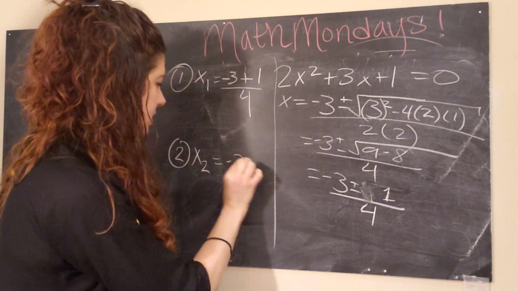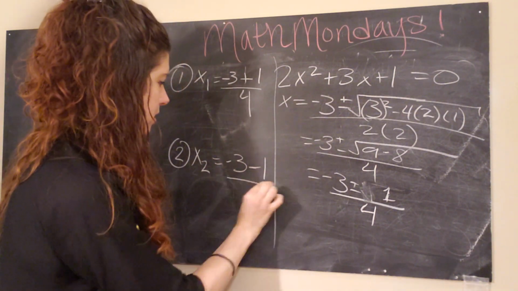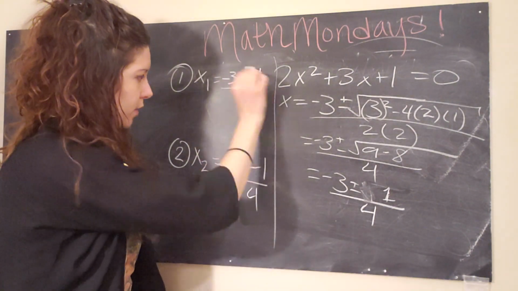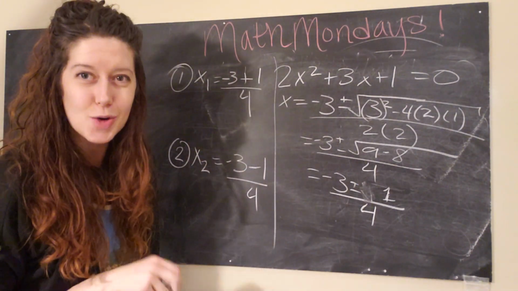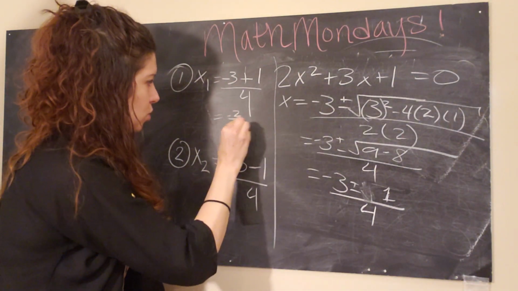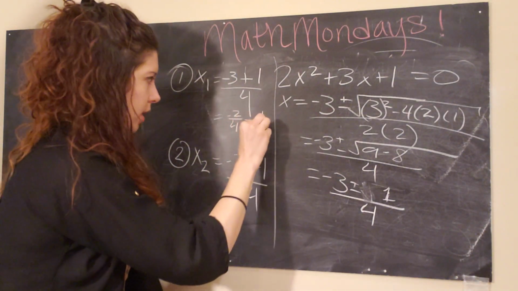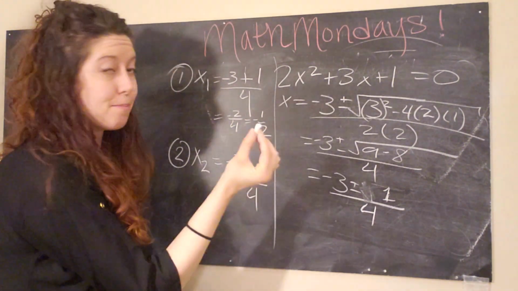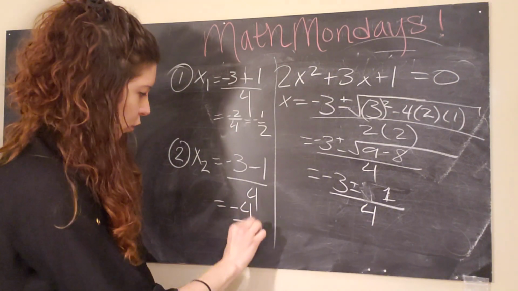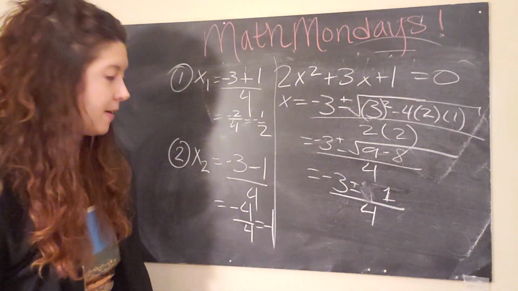x2 is minus 3 minus 1 divided by 4. And so to get our two roots, we just solve these little equations. Not so bad, right? Okay, so minus 3 plus 1 is minus 2 over 4, which is just negative 1/2. Minus 3 minus 1 is negative 4 over 4, which is negative 1.